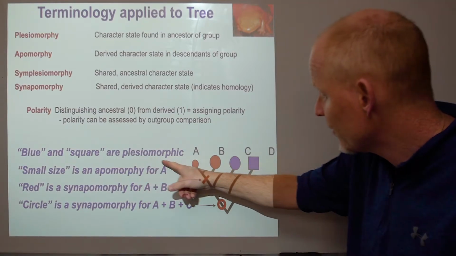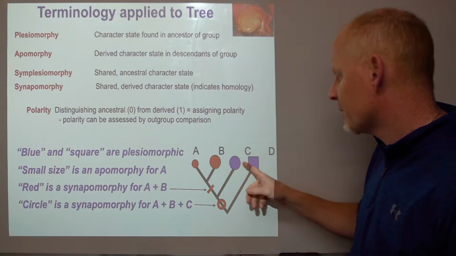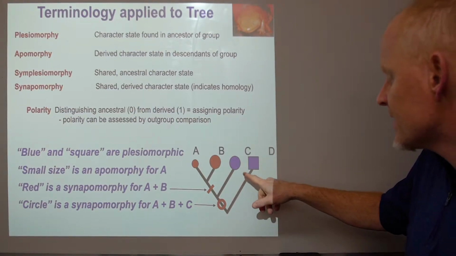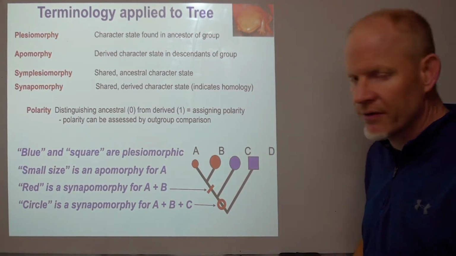Notice we use plesiomorphic here because they're not shared by the two, what we call ancestral groups, except for blue. Blue would be a plesiomorphy, whereas square is not shared with the circle, so it's a plesiomorphy by itself, right?